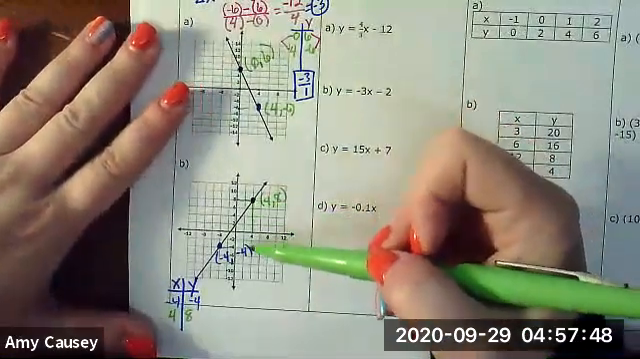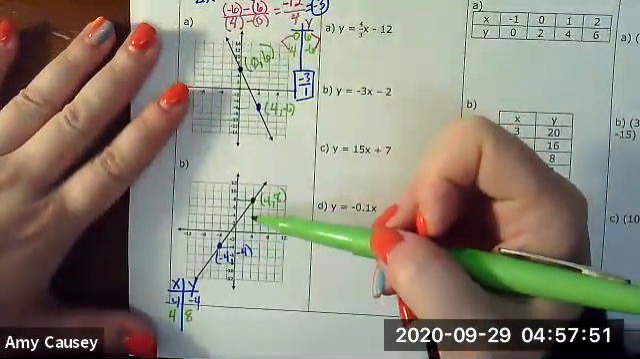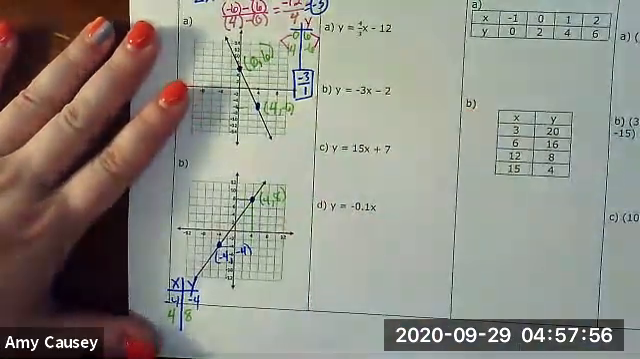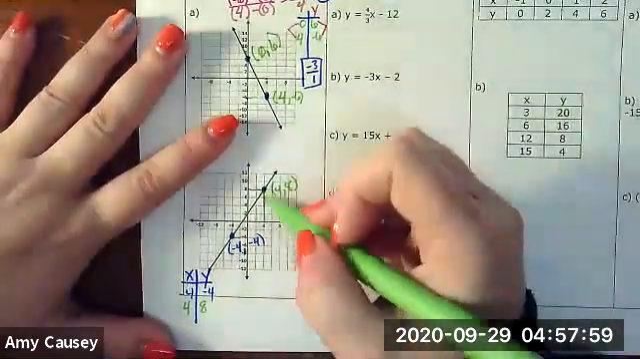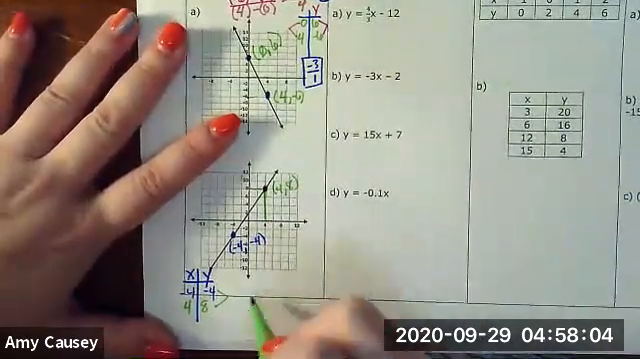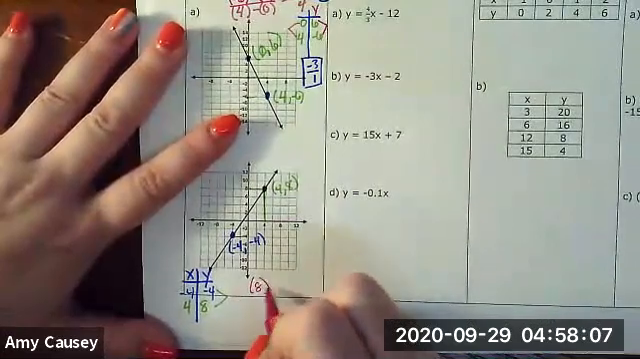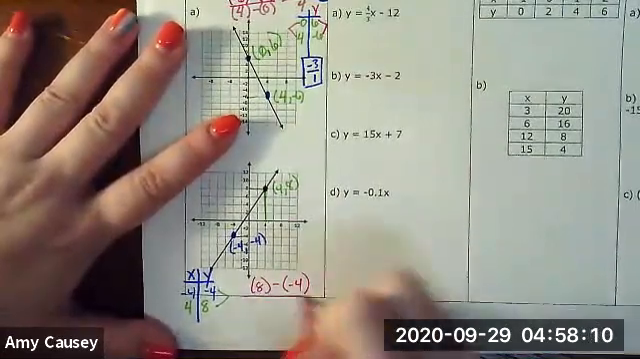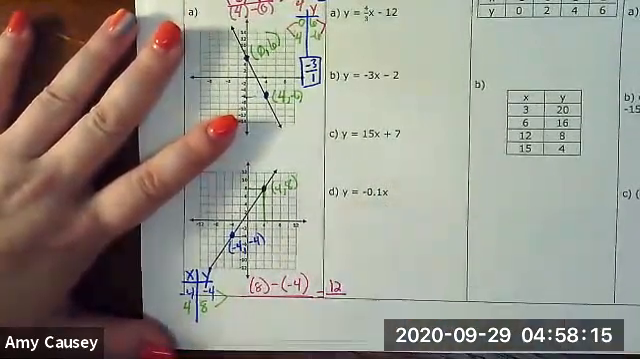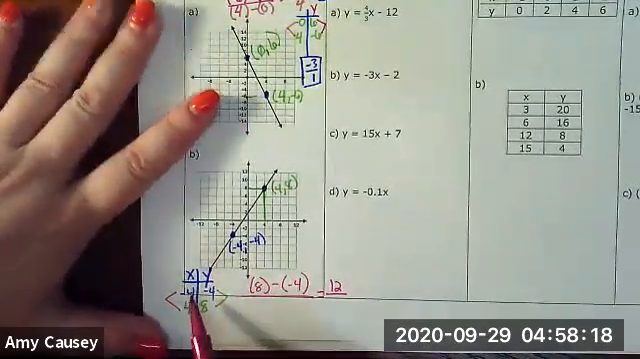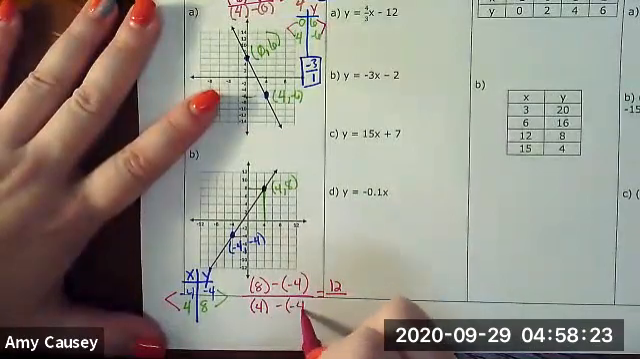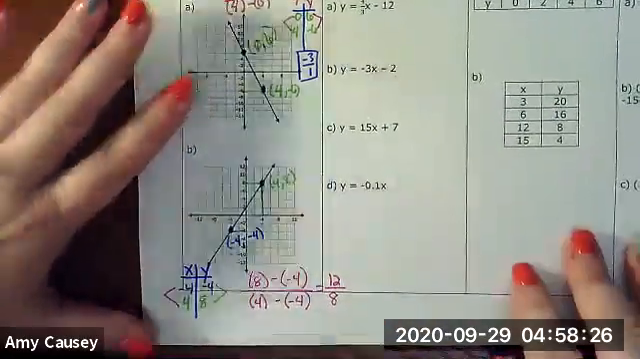Now, instead of counting the spaces, because if I counted the spaces, it would be 1, 2, 3, 4, 5, 6. And then people always ask, do I put negative or +6? So instead of doing that, let's find the difference, which is the same thing as counting, between the 2 y values. So I'm going to take my 8 and I'm going to subtract my -4, which would give me 12. Then I'm going to find the difference between my x values. So I'm going to take my 4, subtract my -4, and that would give me 8.